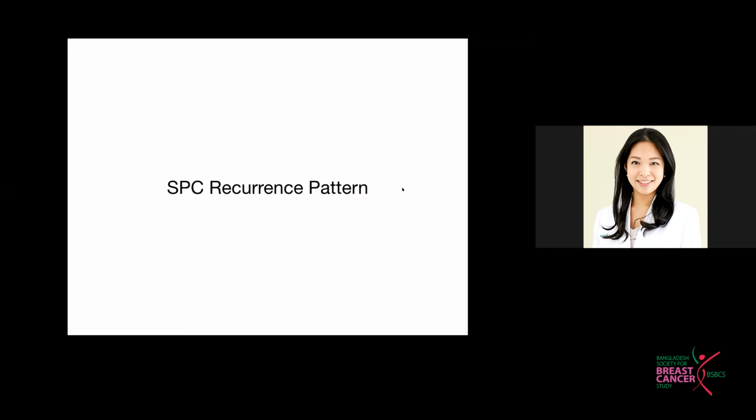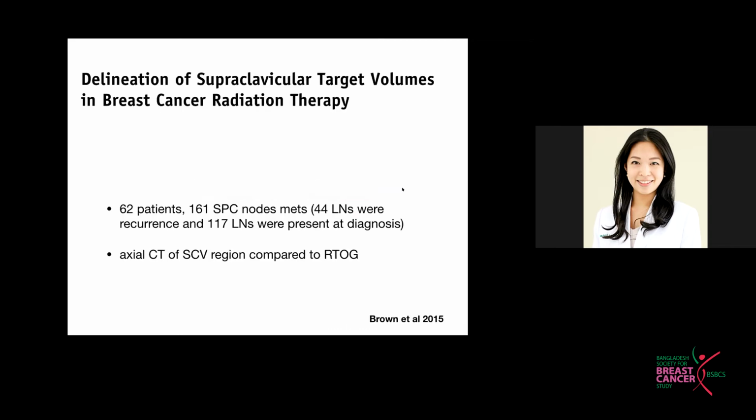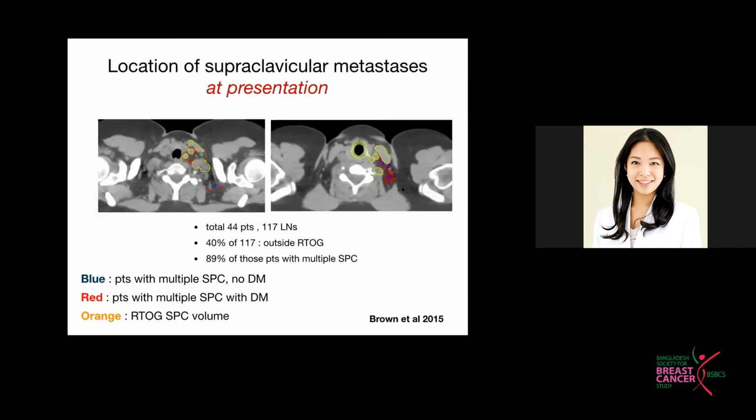So let's look at the supraclav recurrence pattern. This is a study looking at 62 patients with 161 supraclav node metastases. 44 lymph nodes were recurrences, and the others were present at diagnosis, and they were mapped to the ESTRO volume. First, for the patients with supraclav nodes at presentation, in 40% of those patients lymph nodes recurred outside the ESTRO volume, and 90% of those patients presented with multiple supraclav nodes.